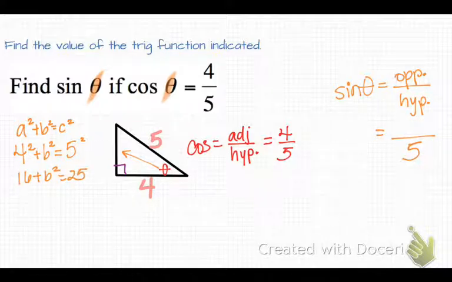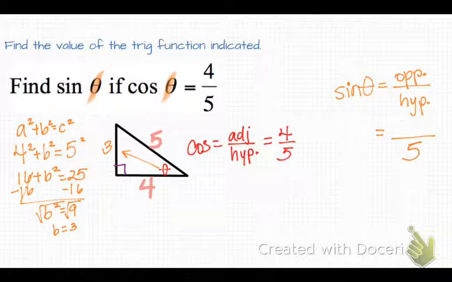So I'm going to subtract 16. So b squared equals what? What's 25 minus 16? It's kind of small. It's less than 10. 9. So what does that mean b is? So that means I have 3, and then sine theta is 3/5. Is that okay?